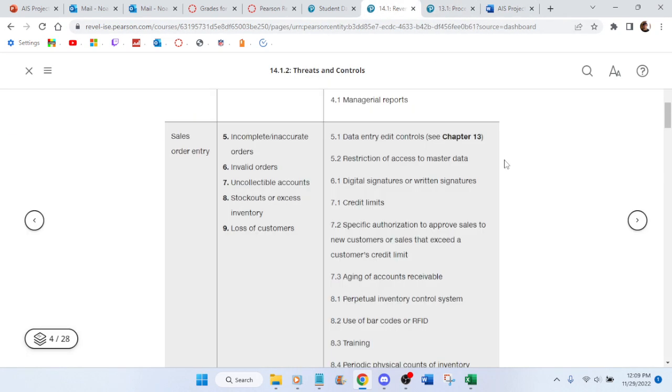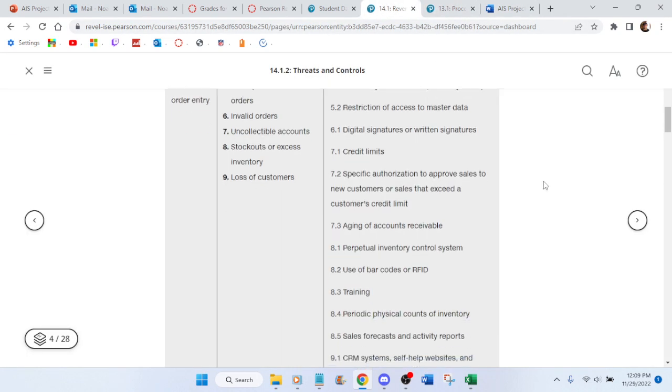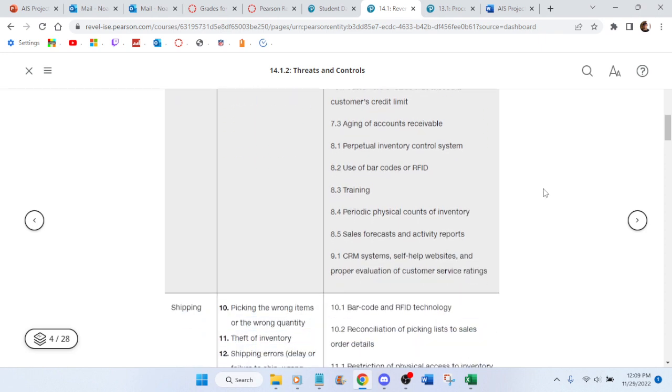So, specific authorization to approve sales to new customers. Aging of accounts receivable, perpetual inventory. Yeah, that's not gonna apply. Training, periodic physical counts. Yeah, those don't even apply.